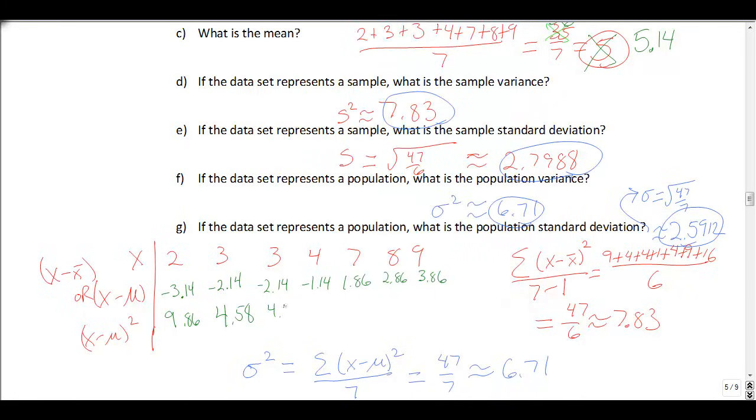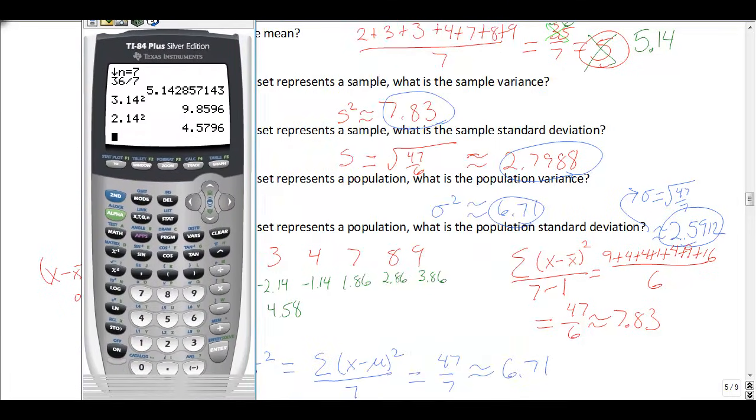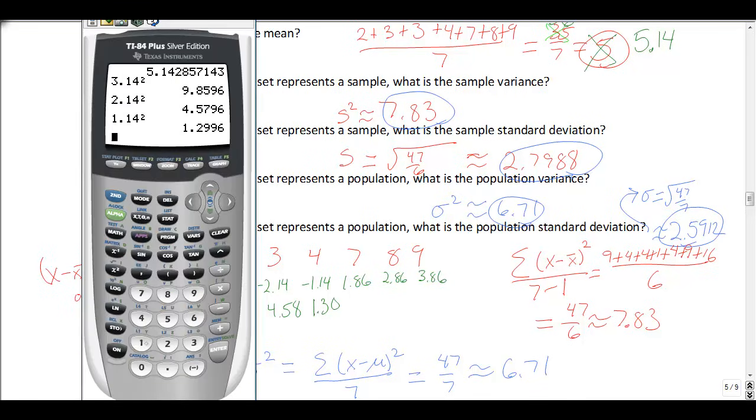I'll get another 4.58. And then it's back over. 1.14 squared. Didn't get that right. 1.14. Still not getting it. 1.4 squared. It's 1.30. And I got 1.86 squared. Note when I did these earlier squares, I didn't need the negative because when you square a negative, you get a positive anyway.